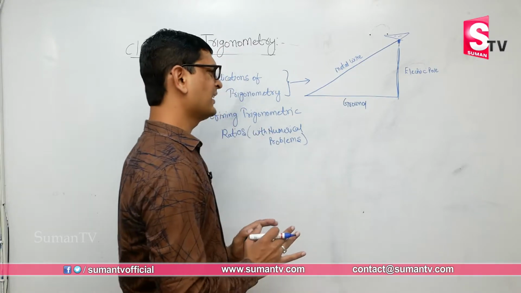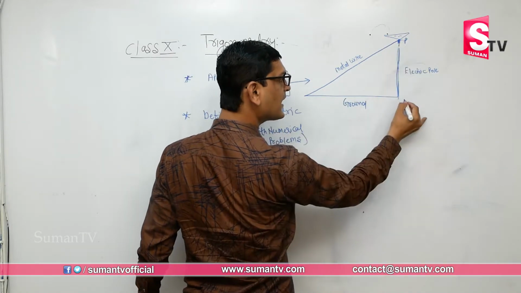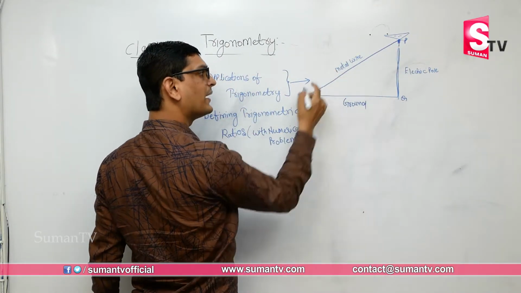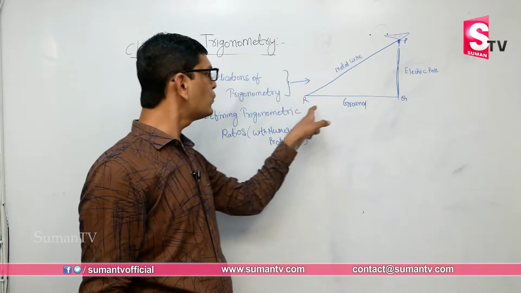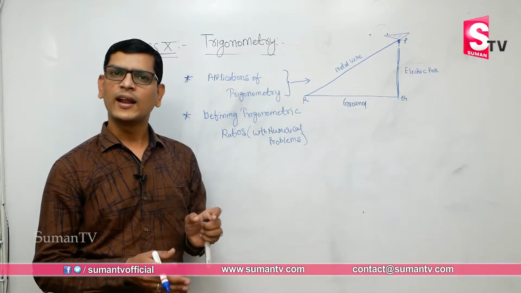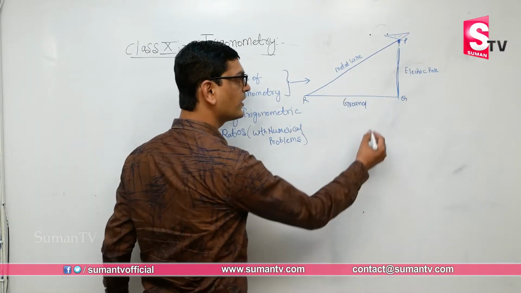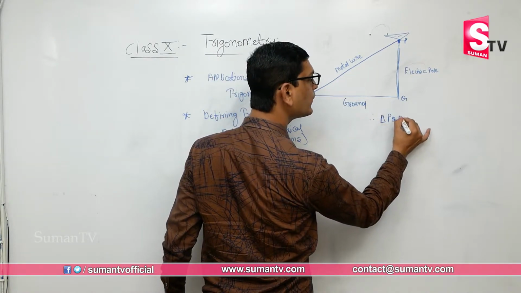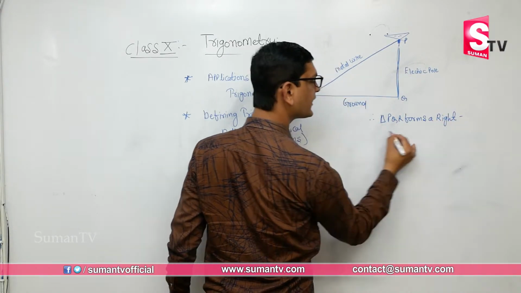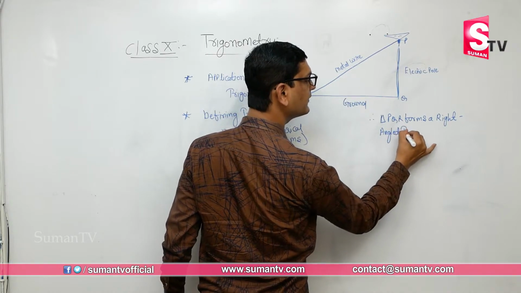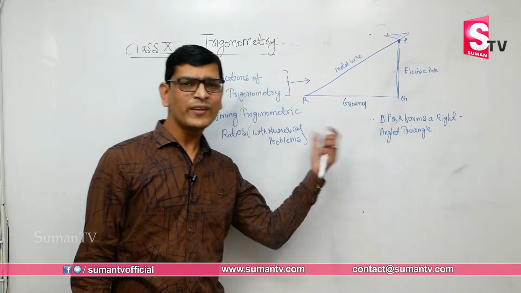If you see carefully, if we take the electric pole as PQ, and the point where the metallic wire is erected from is R, you can see triangle PQR forms a right angle triangle. Isn't it so? Yes, it is forming a right angle triangle. Absolutely. Now what are we going to find out?